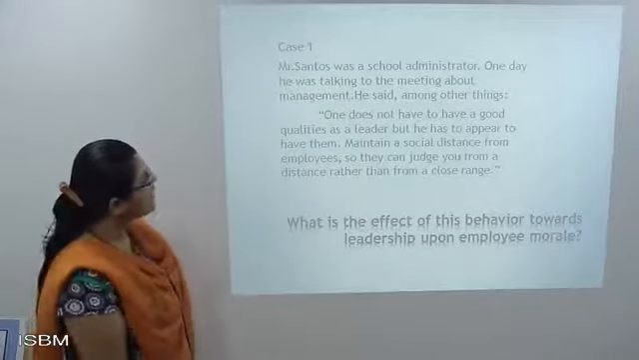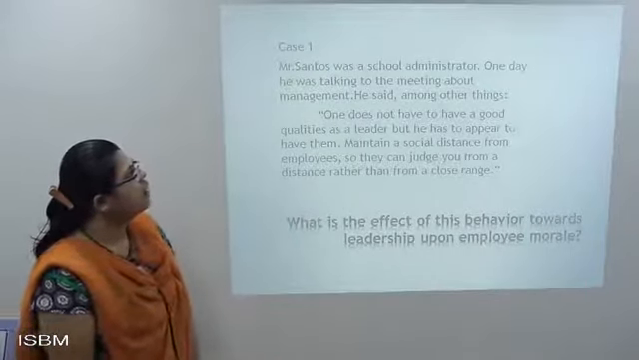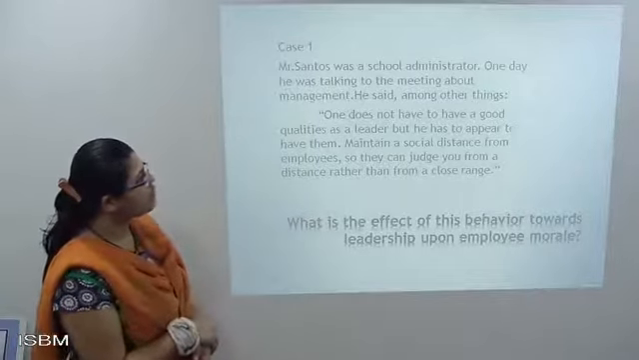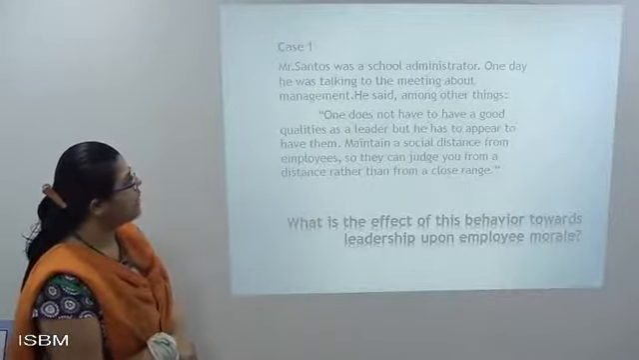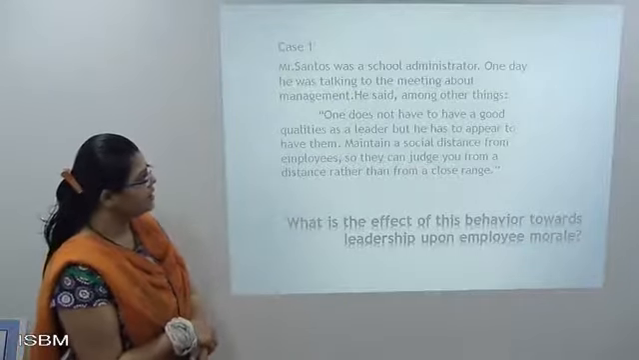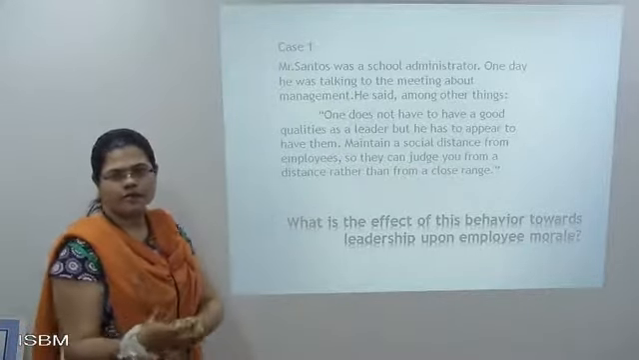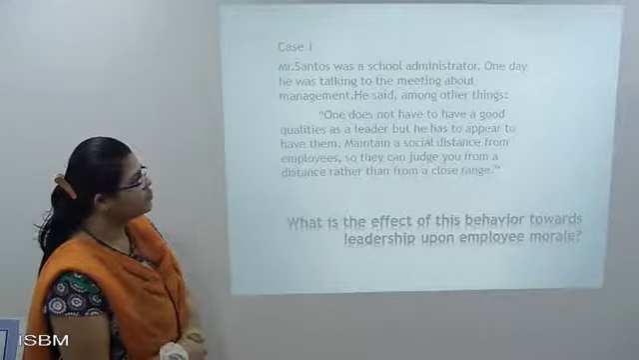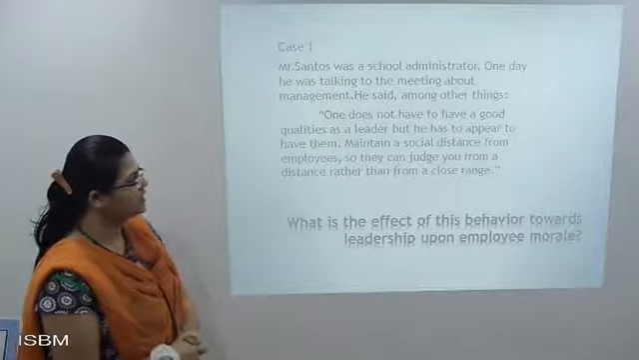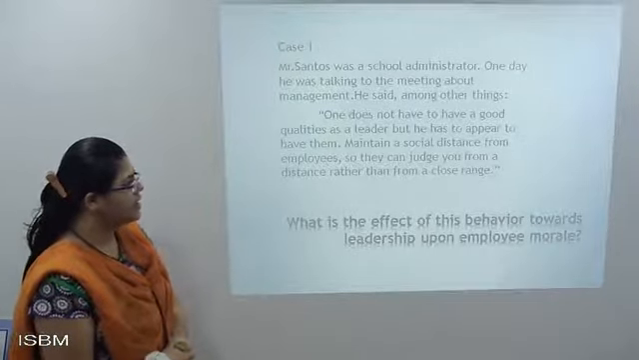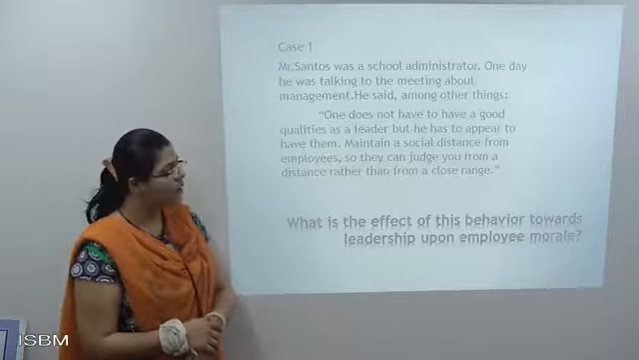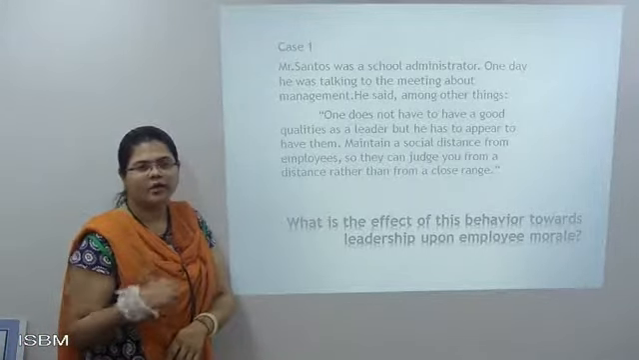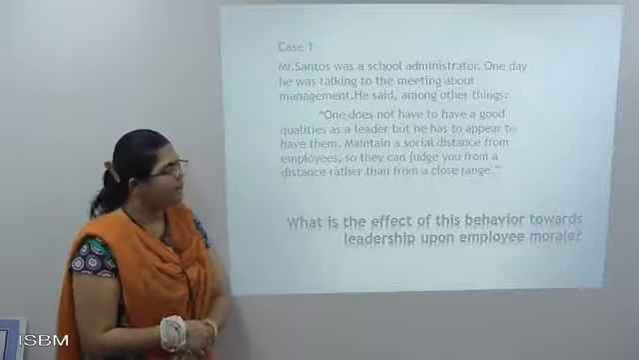So what are the things in the case? Mr. Santosh was a school administrator, meaning he was a head. One day he was talking in a meeting about management. He said, amongst other things, that one does not have to have good qualities as a leader, but he appears to have them. Now the question is that he himself is not a leader with that quality; he came and spoke to the management.